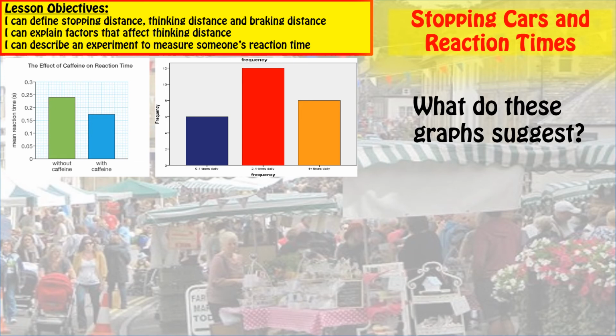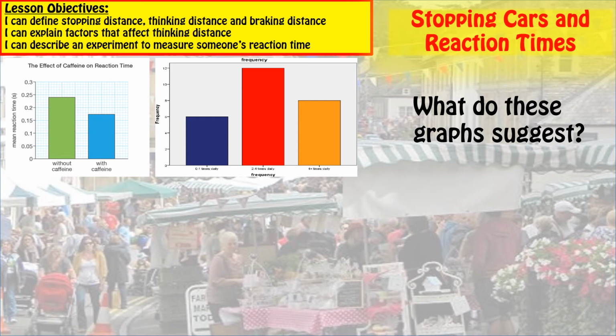Okay, let's have a look at an answer then. So the graph on the left, if you have caffeine, which is the blue bar, you can see your average mean reaction time is much faster. So that would suggest that caffeine makes your reaction times much quicker.